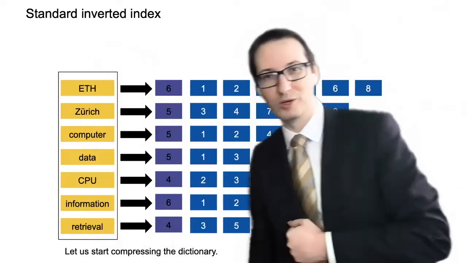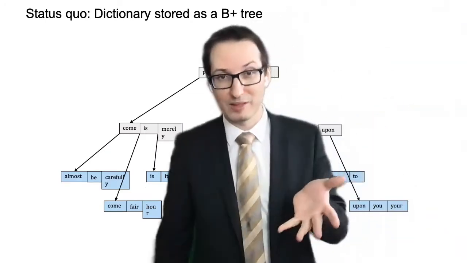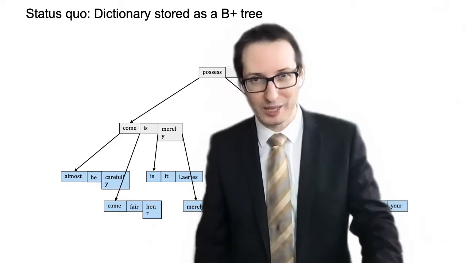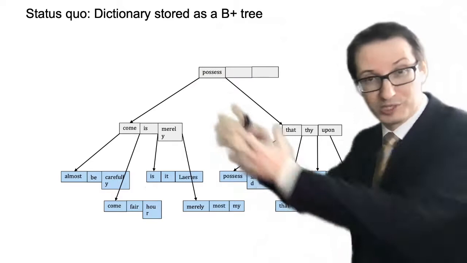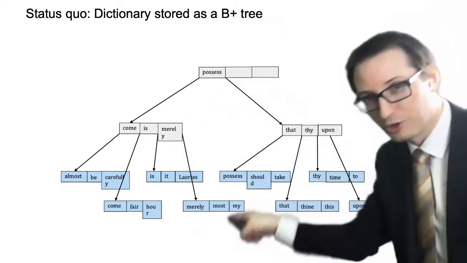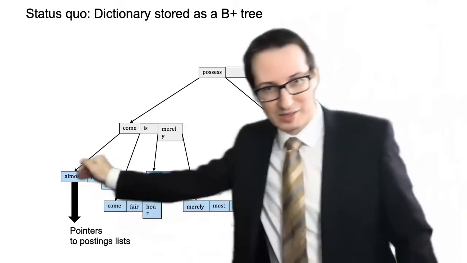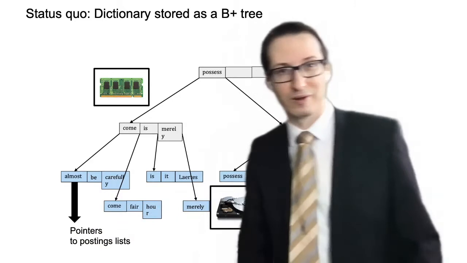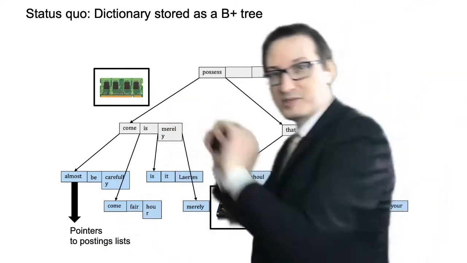To compress, let's start with the dictionary. Remember that the dictionary is for looking up stuff. We want to look up the terms. So in order to look them up, we saw that there is a structure. For example, we looked at the B plus tree, a possible structure that allows us to look up, navigate and find one of the terms. And then you have the pointers to the posting lists, which we don't really look at right now. Generally, this is on disk, that part right there, and this is in memory.